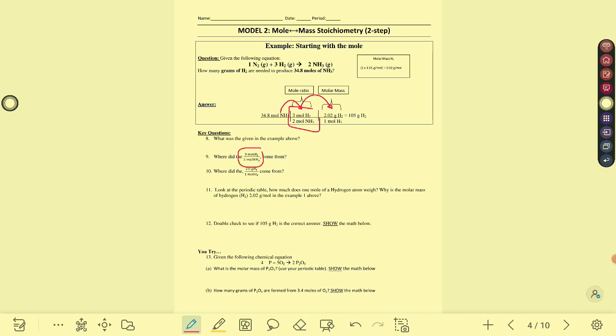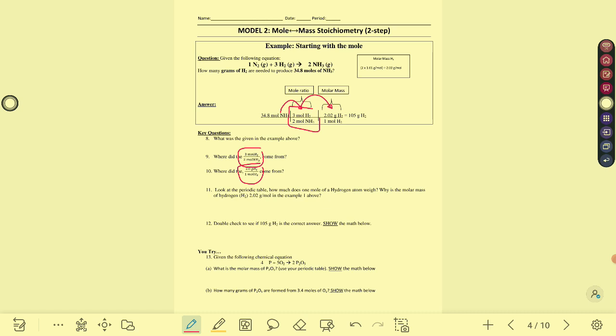Same thing here. This came from a balanced chemical equation. Where did this come from? That came from the molar mass of that substance. Now, how much does 1 mole of hydrogen atom weigh? Why is the molar mass of hydrogen 2.02 grams per mole in the example above? Because 1 mole of a substance is not 1 atom.